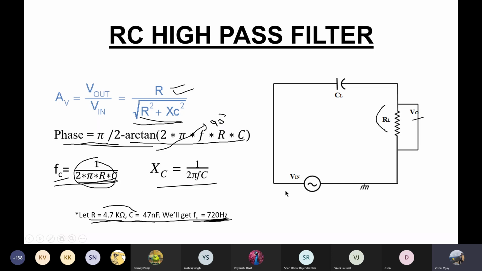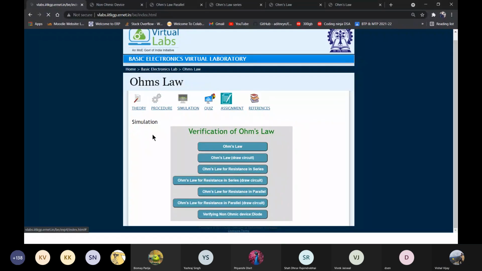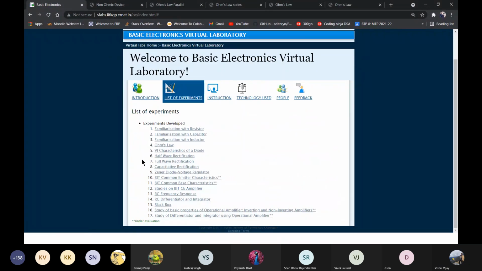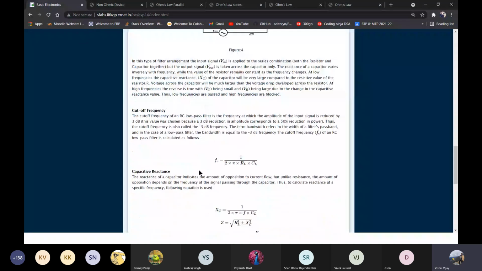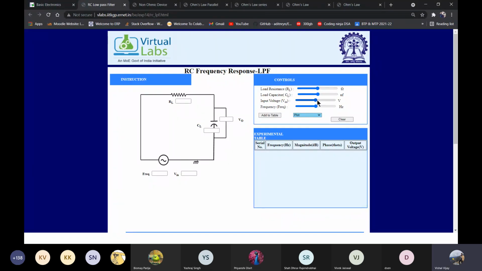And now I will go to the experiment part, the VLab part. In this, the 13th one is the RC frequency response. The theory I have explained, now the simulation part, and this is the RC low pass filter. So I told you that I took R as 4.7 kilo ohms. And the last value in this is 46.91, so I'll take this only.